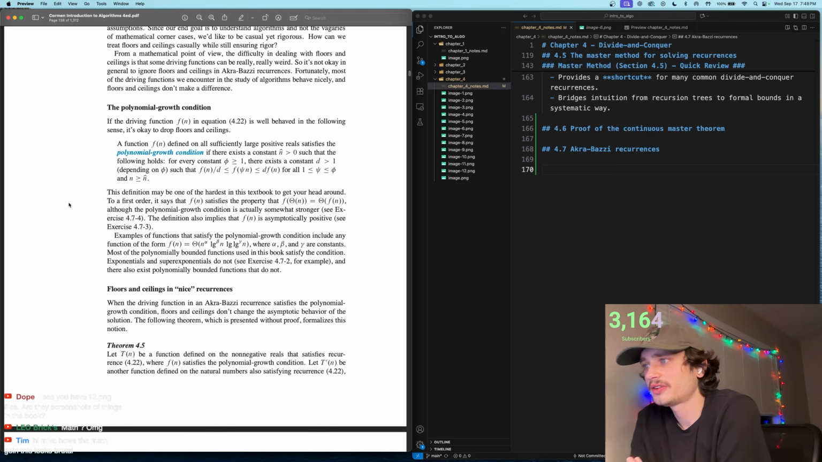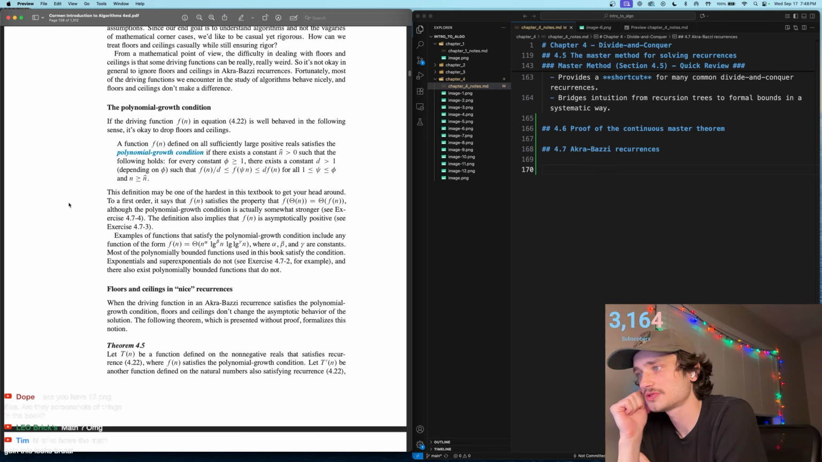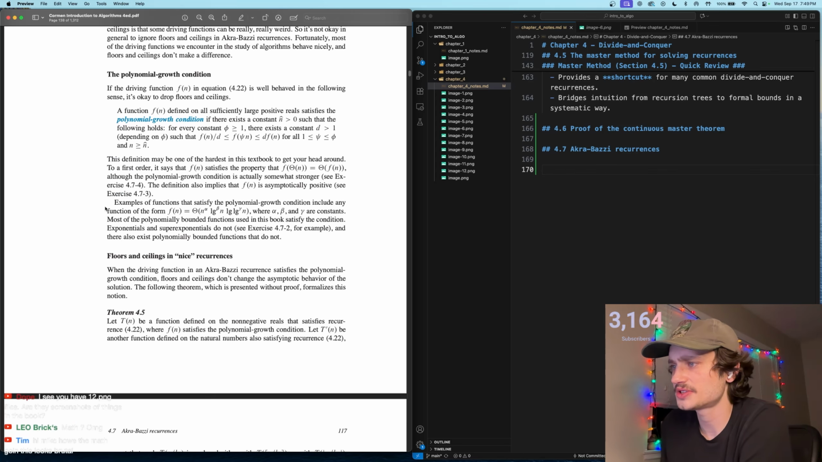Most of the polynomial bounded functions used in this book satisfy the condition. Exponentials and superexponentials do not. See exercise 4.7-2, for example, and there also exist polynomial bounded functions that do not. Floors and ceilings and nice recurrences.